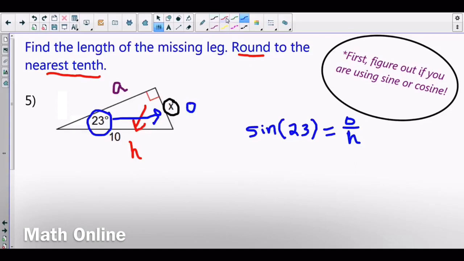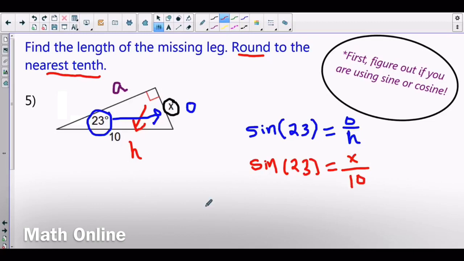So therefore, now we're going to substitute our values. We know that the opposite side only measures X. We don't know what it is. We're going to find out. So we're going to say sine, once again, of 23 degrees is equal to, the opposite side only is X, because we don't know what the actual number is, over, the hypotenuse is actually 10 units, no big deal. So there it is.